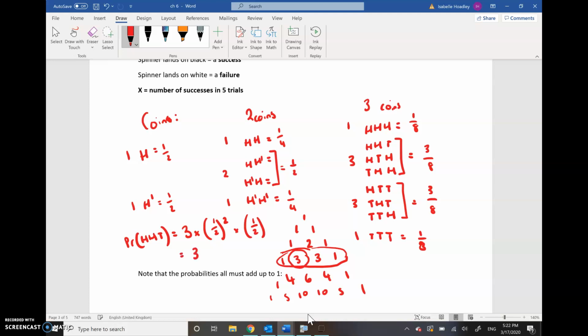Now if we work that out, we get 3 times a quarter times a half, and all together we get 3 times 1 over 8, which is 3 over 8, and that is the same probability that we see there. I'm just going to pause this and delete this quickly, and we'll come back to that example that's above there.